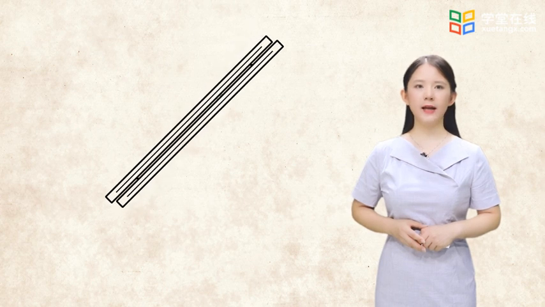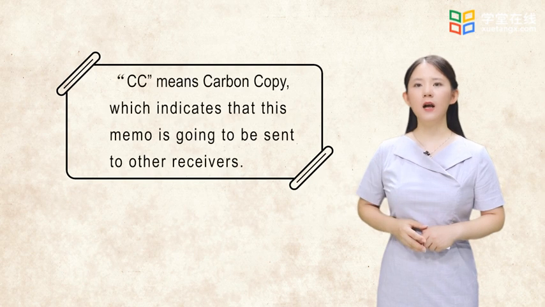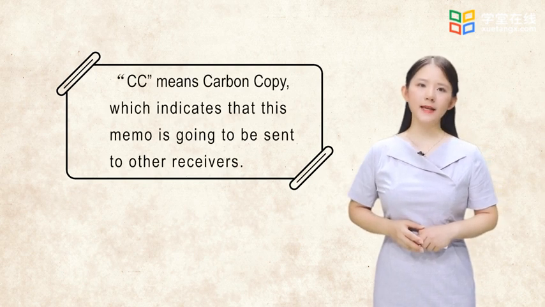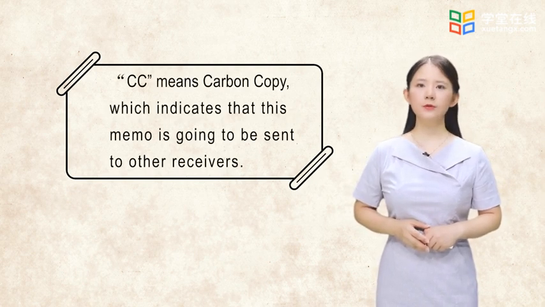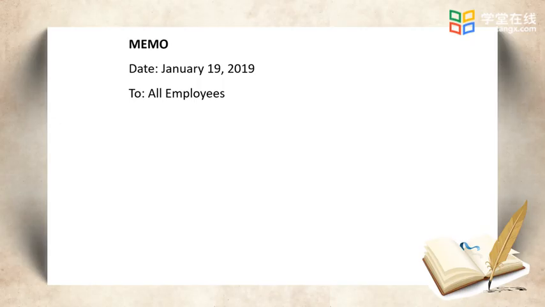Sometimes there is someone who may be informed by a memo, but he or she is not the direct recipient of the memo. In this case, you need to add a CC line after the to line. CC means carbon copy, which indicates that this memo is going to be sent to other receivers. Next, the writer's name with job title goes on the third line. For example, in this case, Alan Stewart, Marketing Manager.